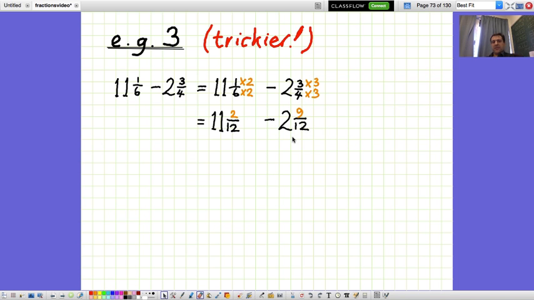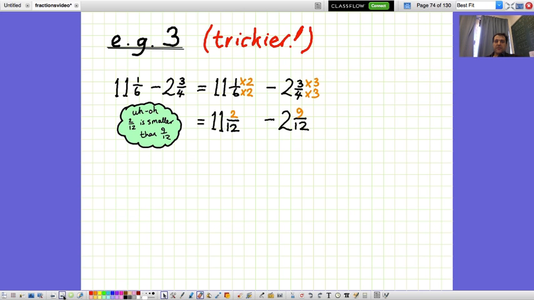Again, if I didn't spot that 12 was the lowest common denominator, I could have just done 6 times 4 is 24 and made them both fractions out of 24. But as it is, I've got 11 and 2 twelfths minus 2 and 9 twelfths, and I've got a problem there because I've got a small fraction minus a big fraction.